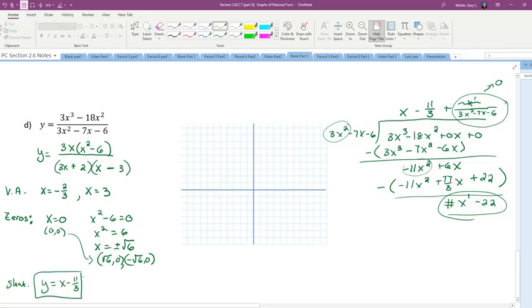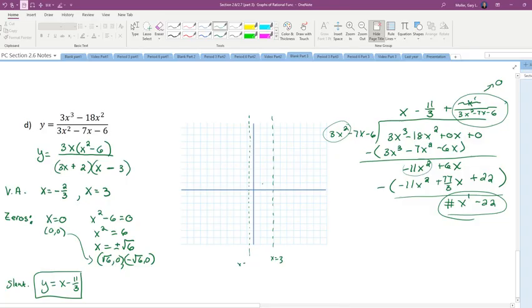All right, let's see what we know. Vertical asymptote, negative 2 thirds. I'm going to estimate that's that location. Very close to there. X equals 3. Make sure you label.